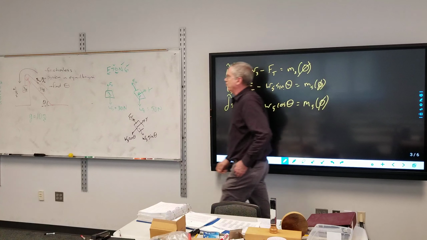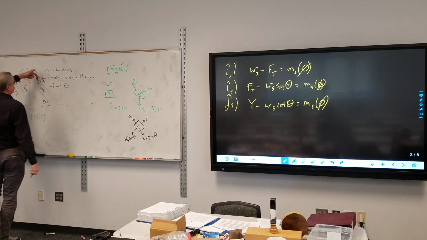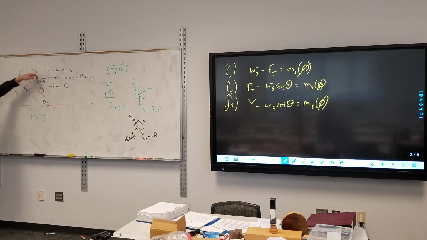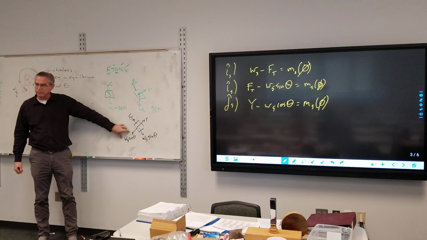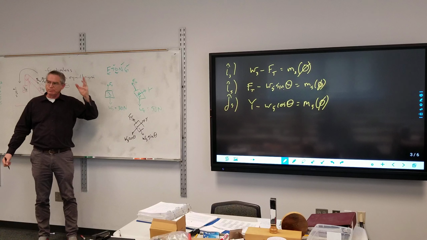Yeah. As soon as we set up the coordinate system, I strongly recommend you stick with that. So that way it's positive, so we have normal force minus W5 cosine theta is equal to mass times acceleration.